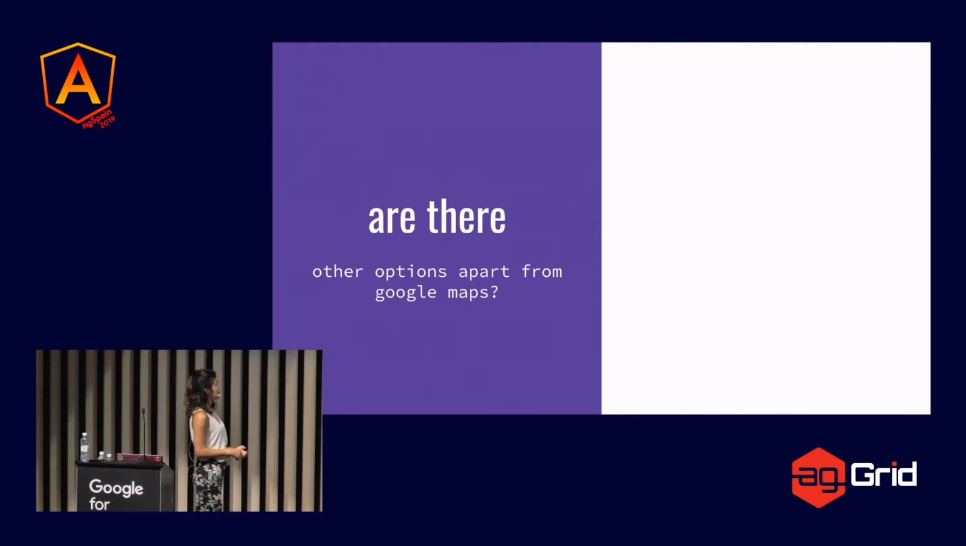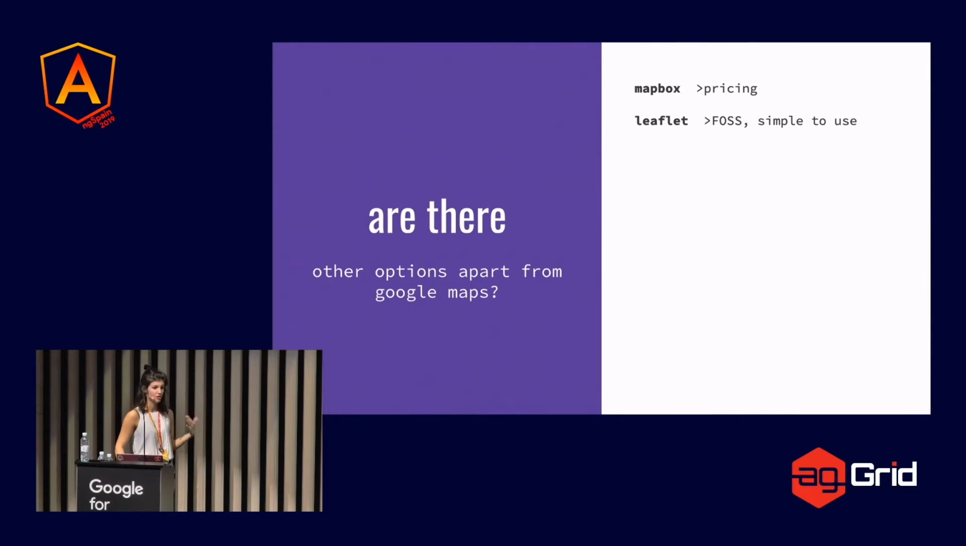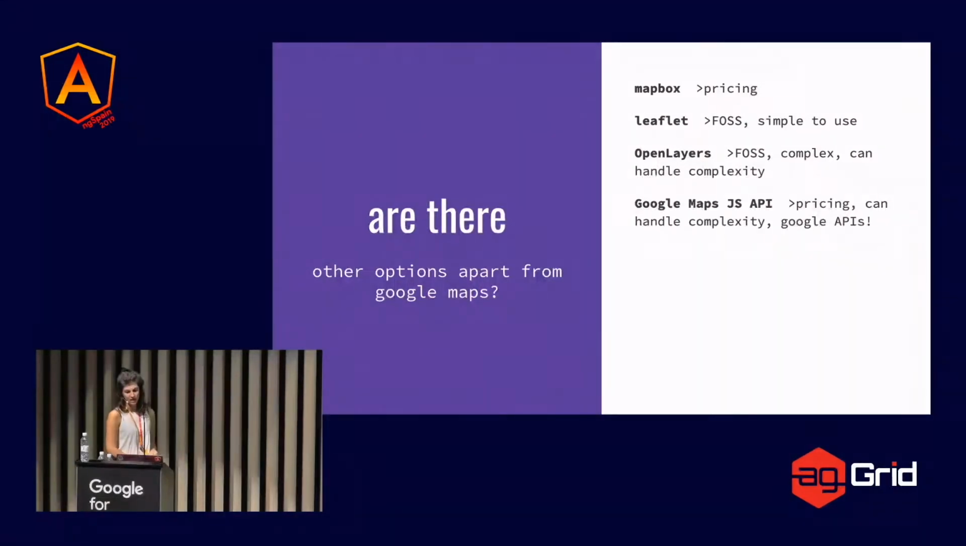So are there any other options apart from Google Maps? Because Google Maps is, I think, one of the most famous platforms. But for the web, there are also other pretty awesome libraries that you can use, of course. There is Mapbox, which is also very famous, but it has pricing. But you can do awesome things with Mapbox. Also Leaflet, it's free, open source, simple to use. You have OpenLayers, which is, again, free and open source. It's quite complex, but it can handle complexity very well.